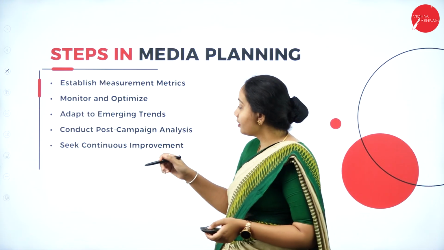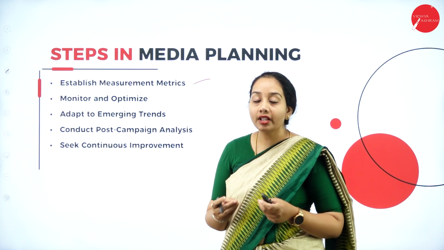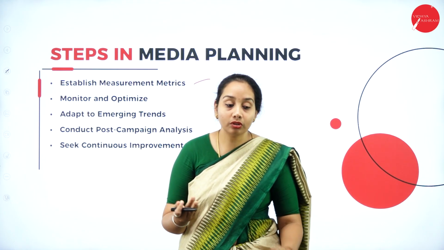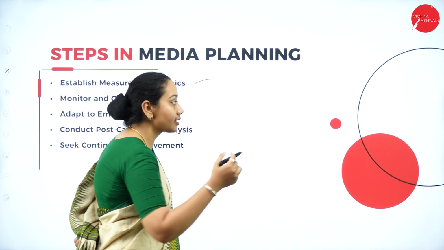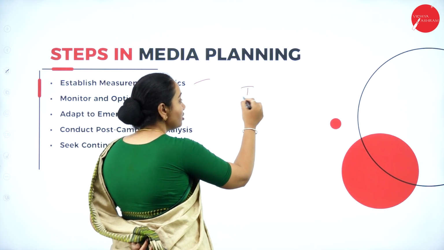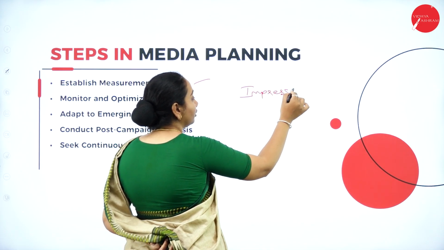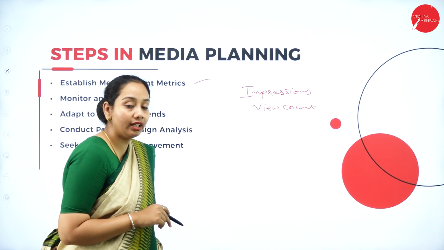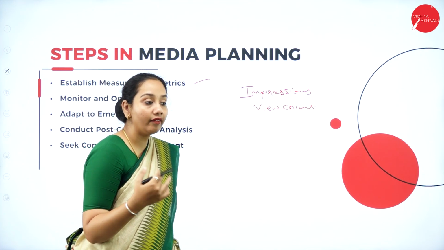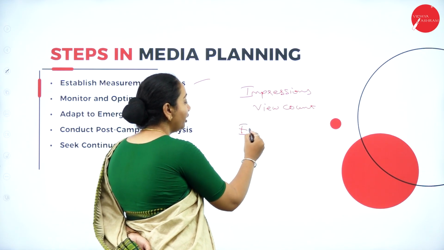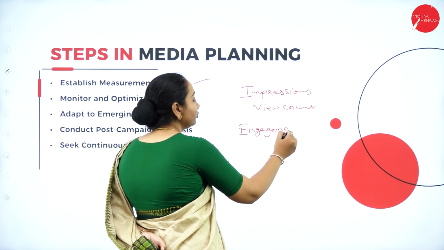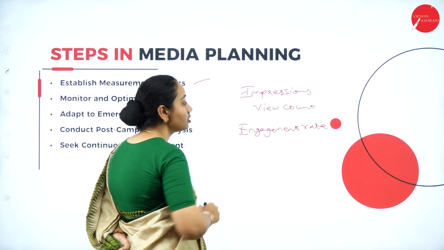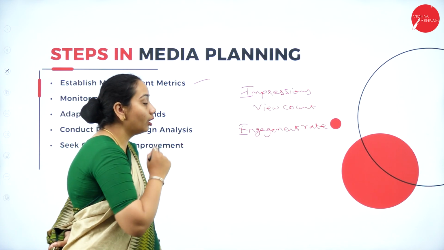So the next step is establishing the measurement metrics. That means what kind of KPIs you are going to look into. KPIs are key performance indicators. For example, if you are going for an awareness campaign, you have to check for impressions and view count. These two will be your key performance indicators. You can also check the engagement rate, and impressions also come as a key performance indicator in a brand awareness campaign.